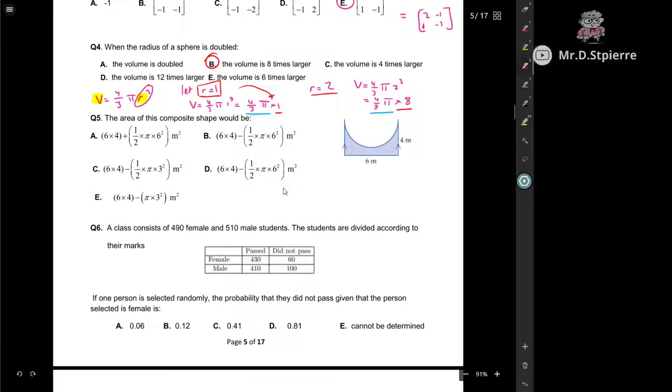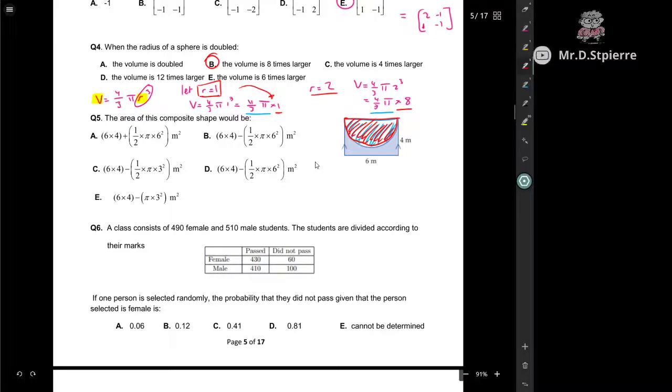Question 5. The area of this composite shape would be one of those options, and we're looking at this shape here on the right. What is this testing? This is looking at area and then area of a composite shape. The way that we normally look at trying to teach this problem is think of this first as a full rectangle, and then we're going to take away what happens to be this circle here.